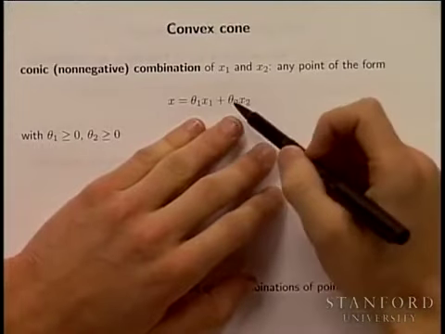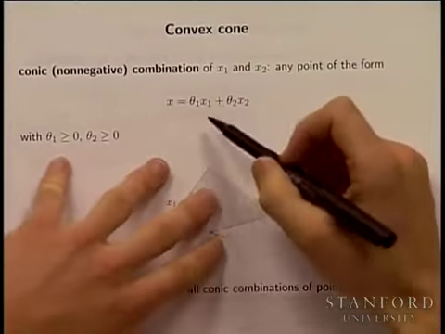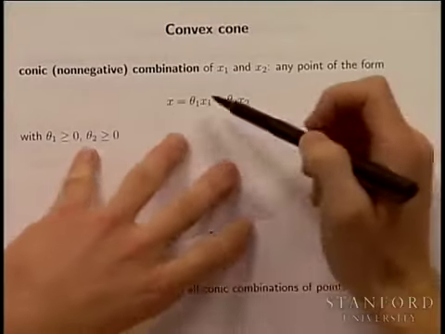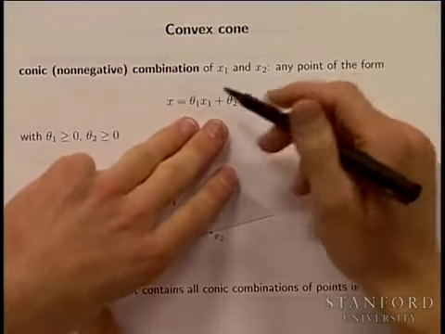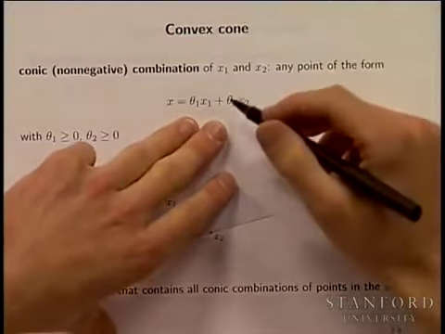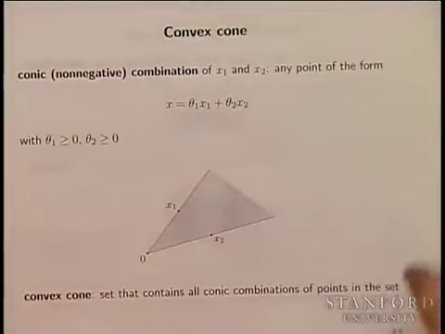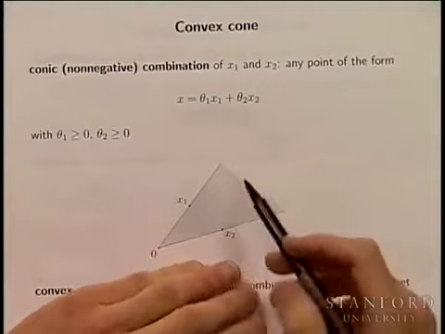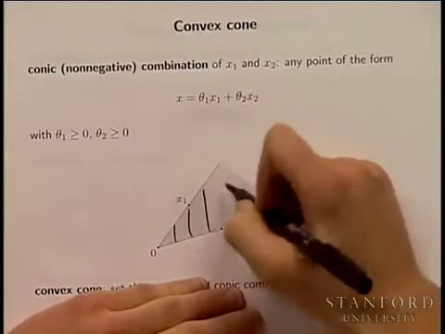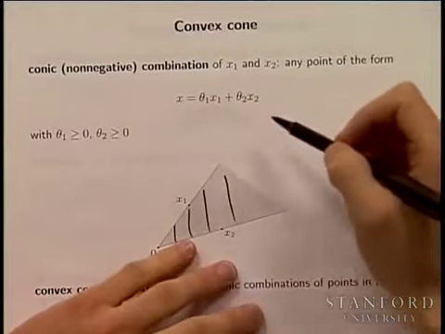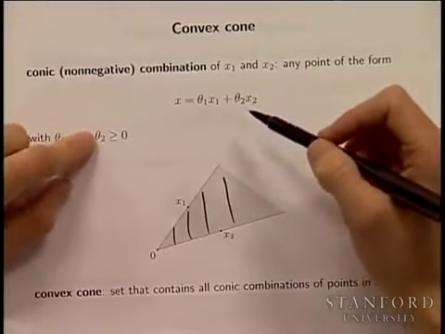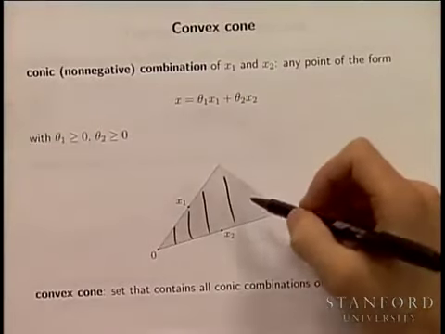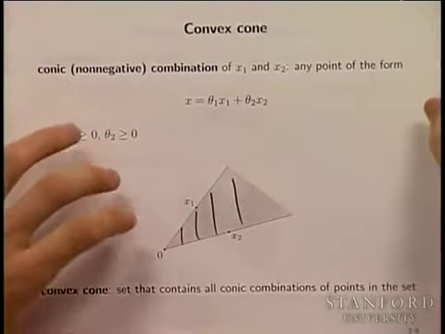We take 2 points, we can have more than 2 actually, and we have non-negative weights on these points. That's described as a conic combination of these 2 points, x1 and x2. Here we have a figure with a point x1 and a point x2, and this is the set of points theta 1 x1 plus theta 2 x2, where theta 1 and theta 2 are non-negative. Obviously it's a cone, and that's why we chose the name convex cone.